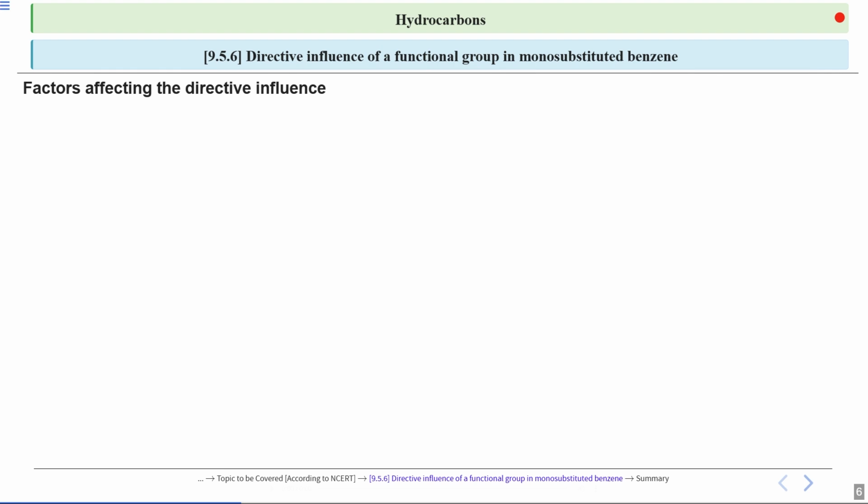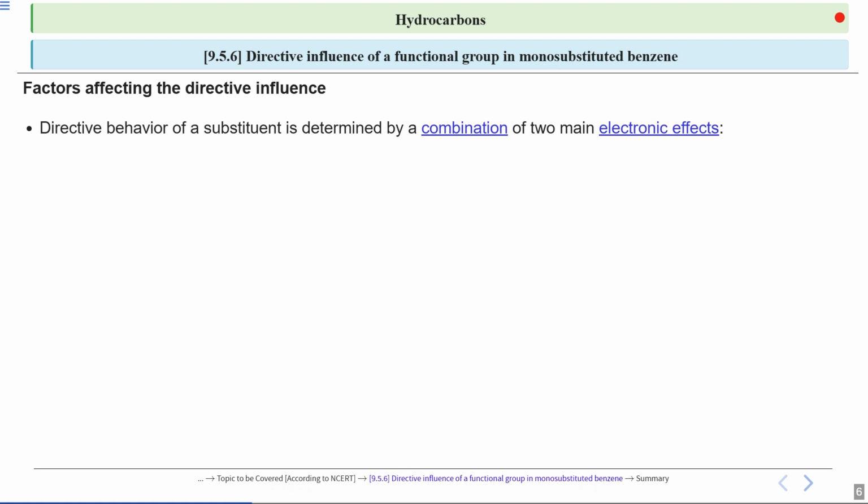Directive influence refers to how a substituent on a benzene ring can control where a new group attaches during a chemical reaction. Understanding these factors helps us predict the outcome of substitution reactions. Now notice that the directive behavior of a substituent is determined by a combination of two main electronic effects. These effects are responsible for how electrons are distributed in the molecule, which in turn affects where a new atom or group will attach. Let us break down what these two factors are.